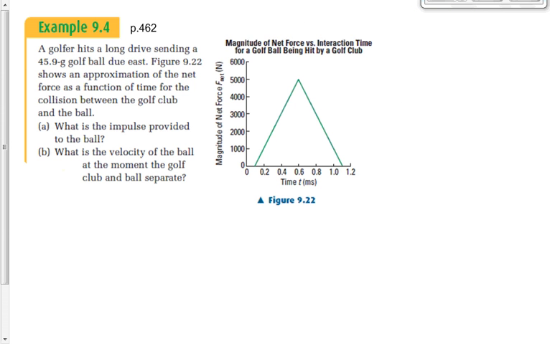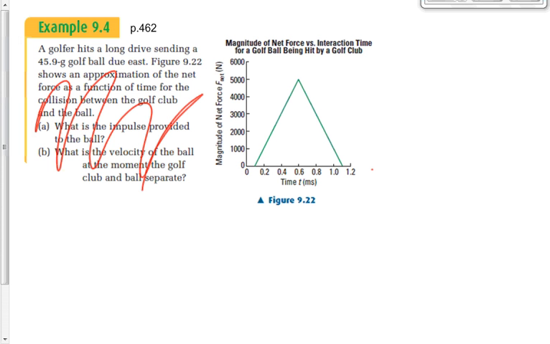Best way we can illustrate this is with an example, page 462. It says a golfer, Alex just asked a question about golfing earlier. Golfer hits a long drive sending a 45.9 gram golf ball due east. And this graph shows the net force as a function of time for the collision between the golf club and the golf ball. Forget about the question here, okay?